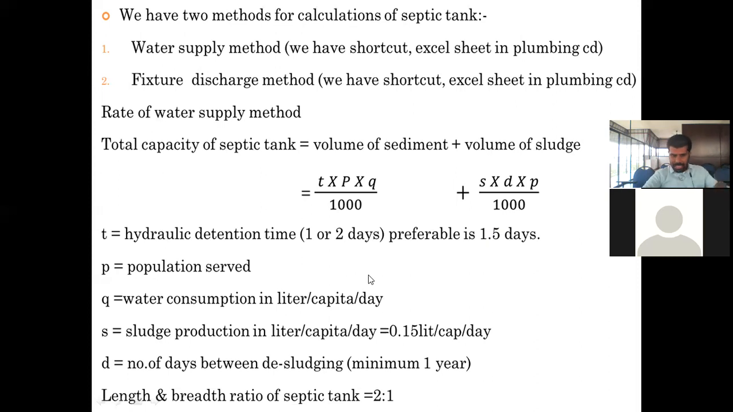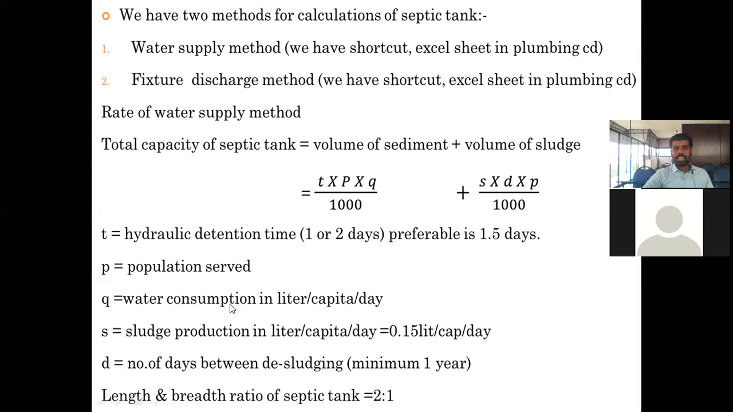Detention time is the settling time and the degradation time, once the waste enters into the septic tank. Normally the hydraulic detention time is 1 to 2.5 days, or 1 or 2 days only. So preferably we can take 1.5 days as a constant. That is the hydraulic detention time. P is the population served, the number of people. Depending upon the number of people, the tank capacity changes. So here you can give the number of people according to the application that you get for designing.